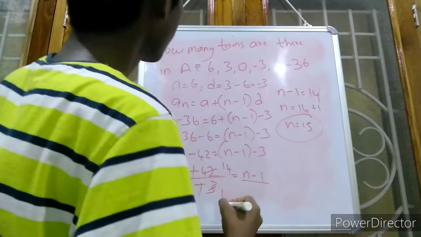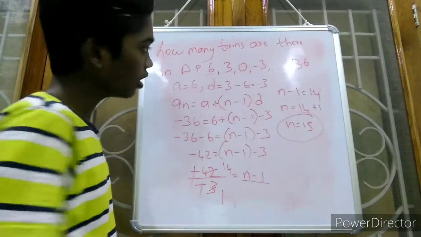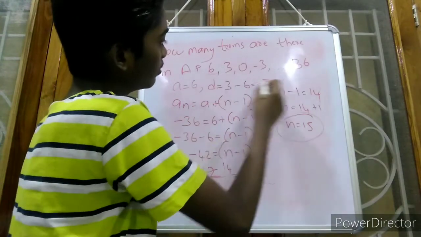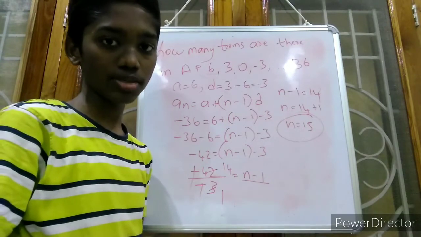Here they are asking how many terms, and we got the number 15. So the total number of terms present in this arithmetic progression is 15.